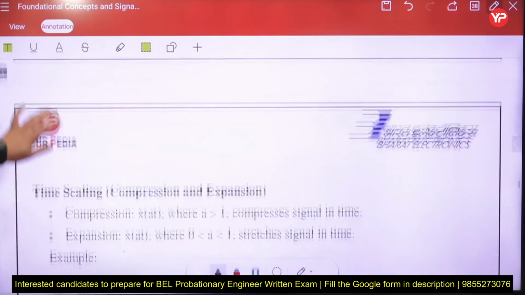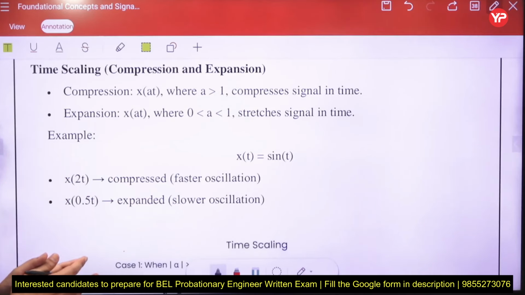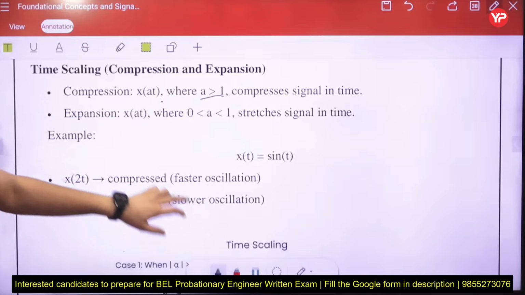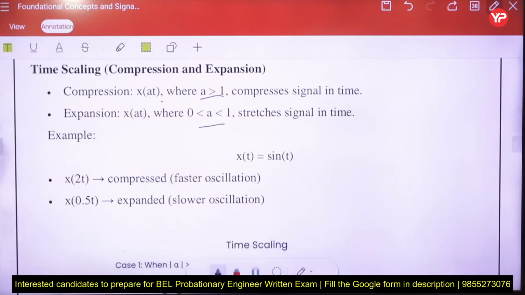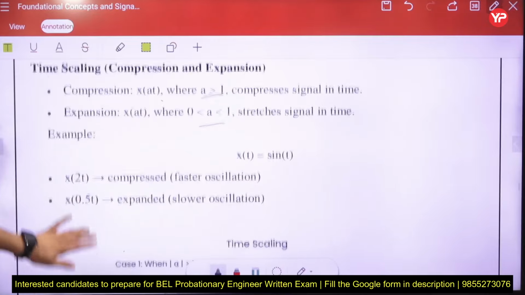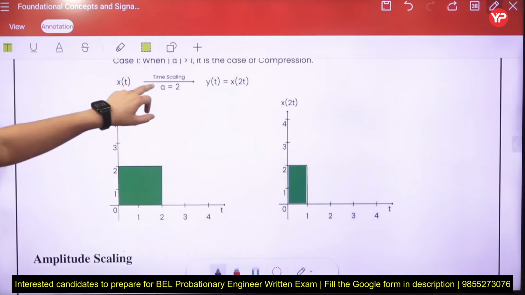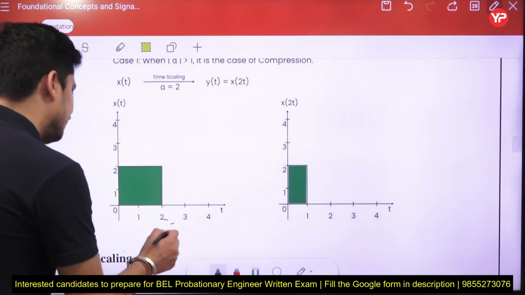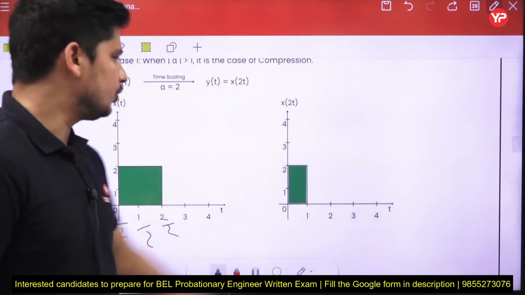Next is time scaling. Time scaling means if you are having an x(t) signal, there are two things, compression and expansion. If this a value is greater than 1, that is compression, and a lying between 0 and 1 is stretch or expansion of that signal, right? So if you are having an x(t) signal like that, and I am doing the scaling x(2t), it means all the time values will be divided by 2, all the time values, right? So that's why it becomes from 0 to 1.